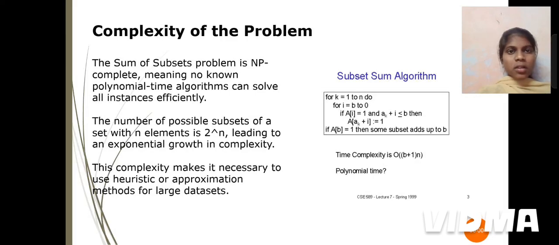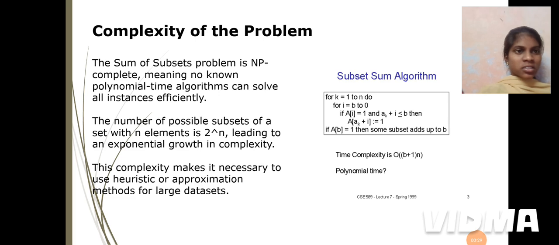Complexity of the problem. The sum of subsets problem is NP complete, meaning no known polynomial time algorithms can solve all instances efficiently. The number of possible subsets of a set with n elements is 2 to the power n, leading to an exponential growth in complexity. This complexity makes it necessary to use heuristic and approximation methods for large data sets.